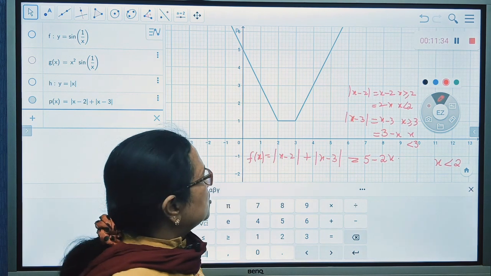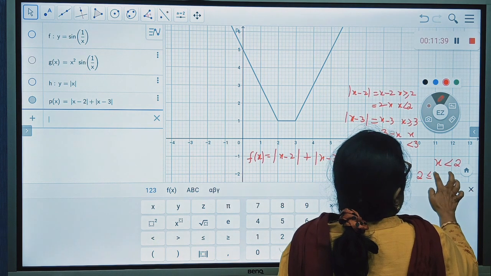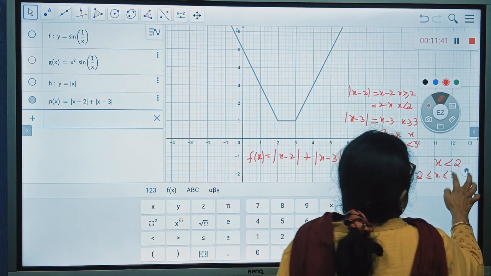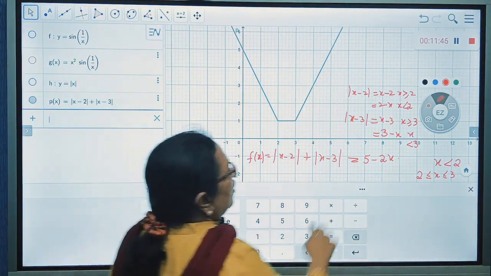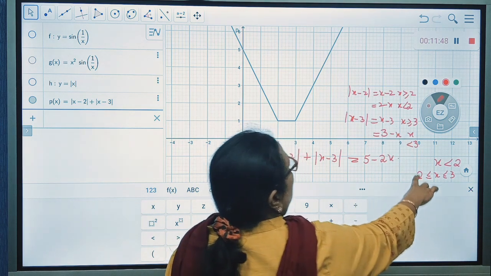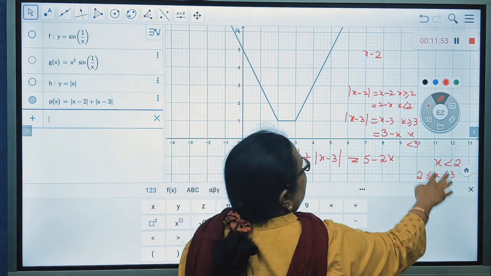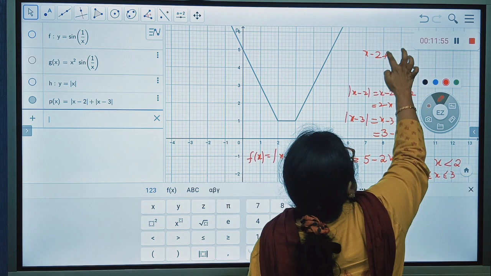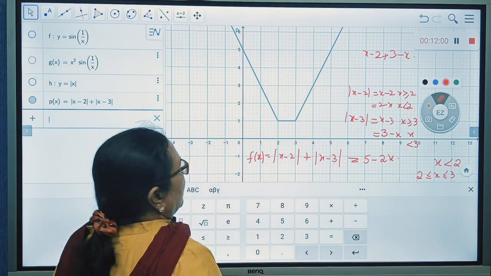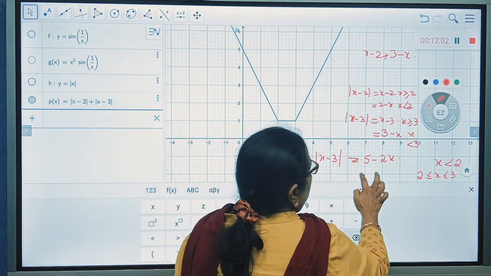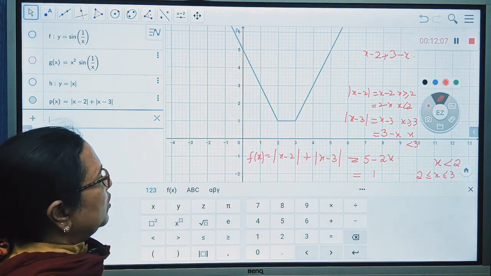So 5 minus 2x. Now when you have 2 less than or equal to x less than or equal to 3, what will be the graph? Modulus of x minus 2 will be what when x is greater than 2? You have x minus 2. But it is less than 3, so plus 3 minus x. So you will get 1, right? So this will be 1 when 2 is less than or equal to x, less than or equal to 3.